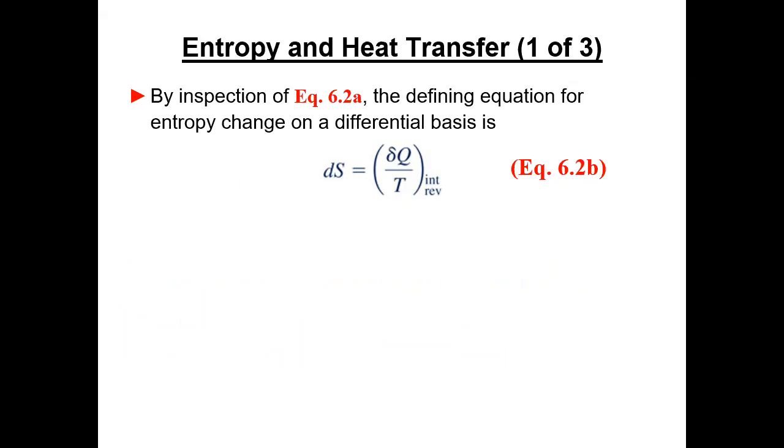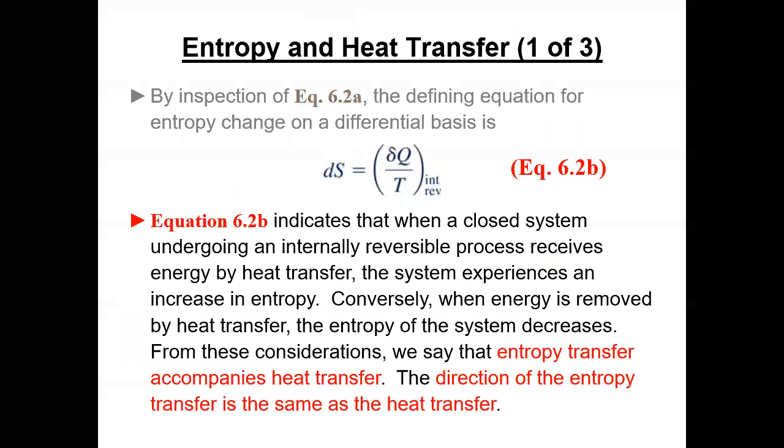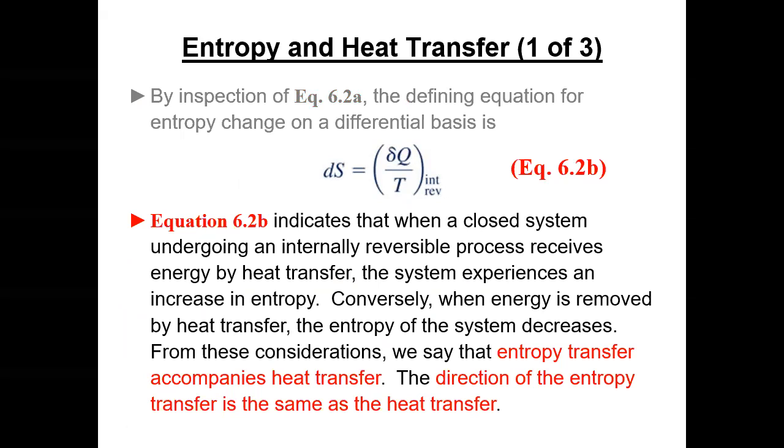Okay. So we put this up there before. This is just in differential form. That's 6.2b. This indicates that when a closed system undergoing an internally reversible process receives energy by heat transfer, the system experiences an increase in entropy. So if the heat comes in, the sign on the delta Q is plus, and so the sign on the entropy change is positive. Conversely, when energy is removed by heat transfer, the entropy of the system decreases.